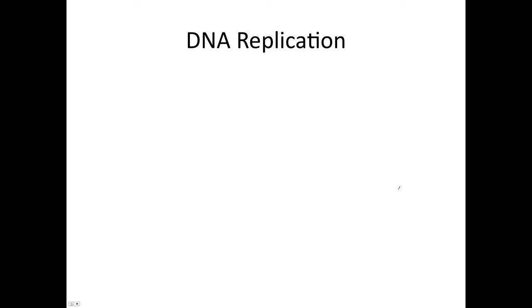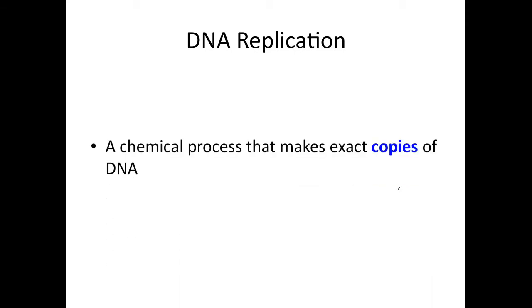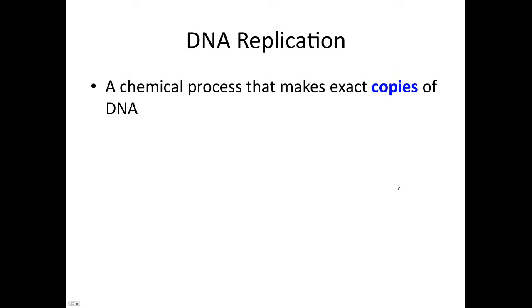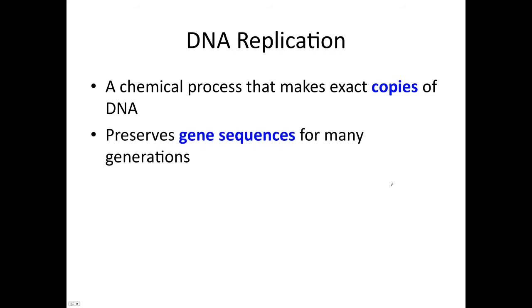DNA has to replicate or make another copy of itself all the time when we're making new cells and when we're making our sperm and egg cells to pass on to our offspring. So DNA replication is the chemical process that makes exact copies of DNA. What it's going to do is it's going to preserve gene sequences for many generations. What that basically means is that because we're making exact copies, we preserve our genetic code.